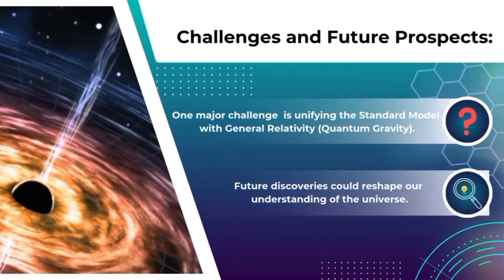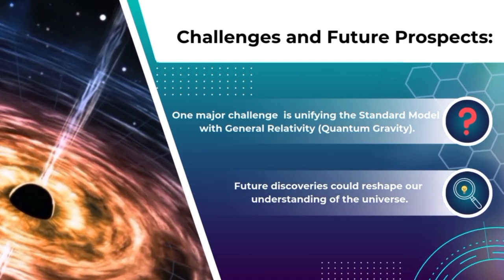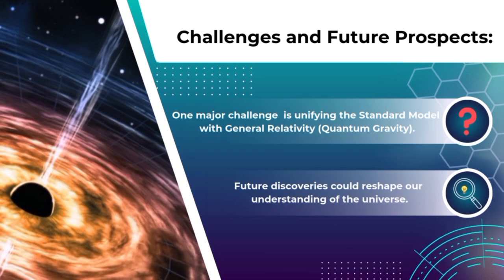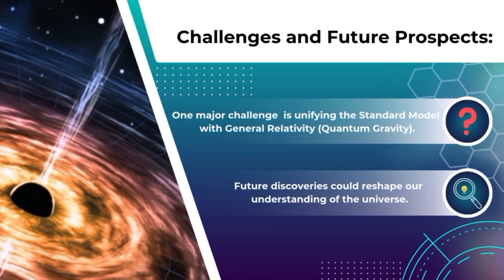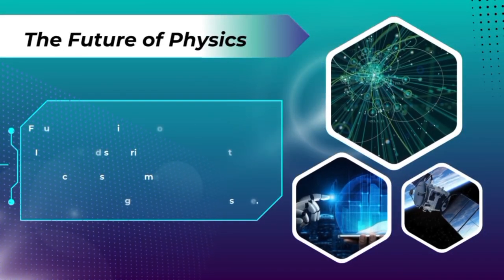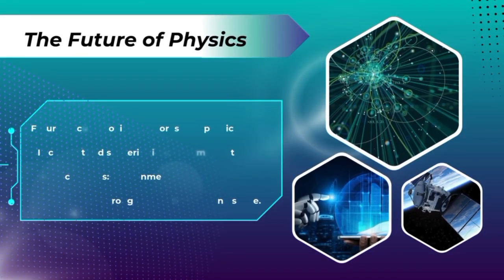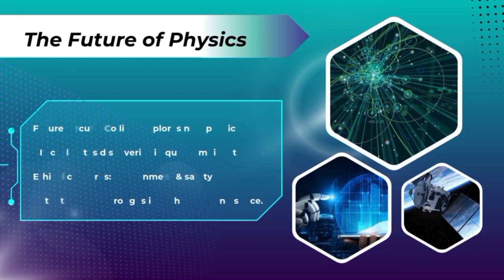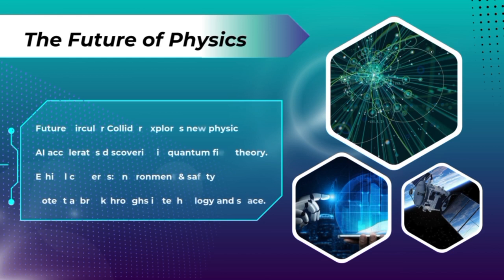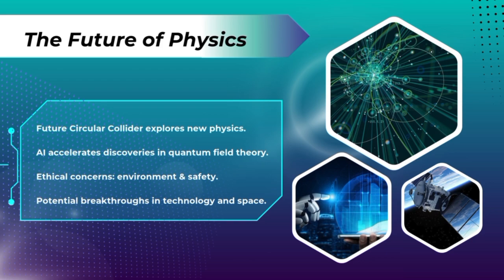Imagine the standard model is a finished book with a missing final chapter. What do you think is on the next page? While the standard model explains much, it's incomplete, especially in unifying with general relativity. Research is focused on new particles and quantum gravity, with endless possibilities ahead. New colliders like the Future Circular Collider could reveal physics beyond the standard model. Advancements in quantum field theory and AI are speeding discoveries. However, we must consider the ethical and environmental impacts of high-energy experiments.